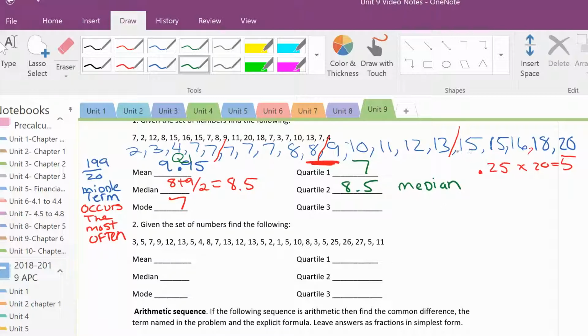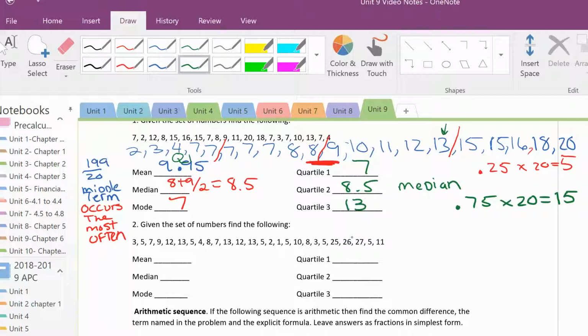Quartile 3, you're looking for the value that is bigger than or as big as 75%. So if you go 0.75 times 20, you're looking at the 15th value. The 15th value in this case is 13. So therefore, in quartile 3, the top value is 13.